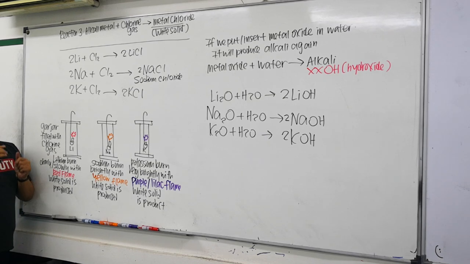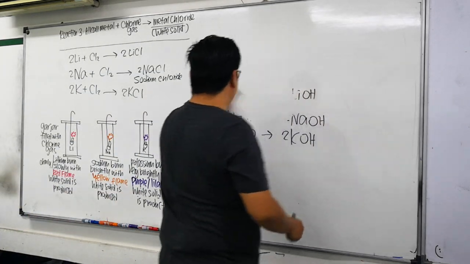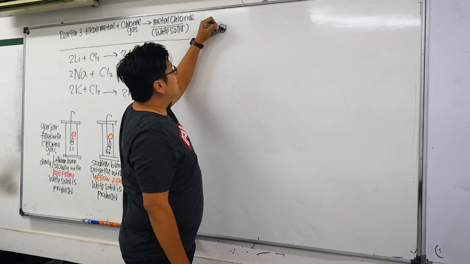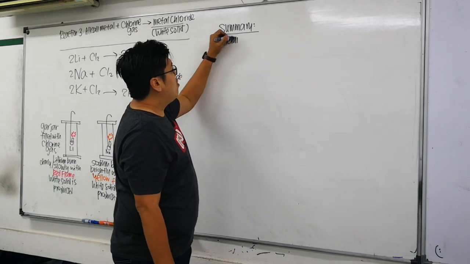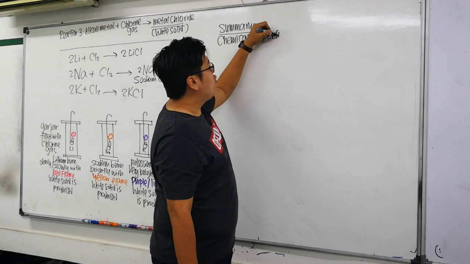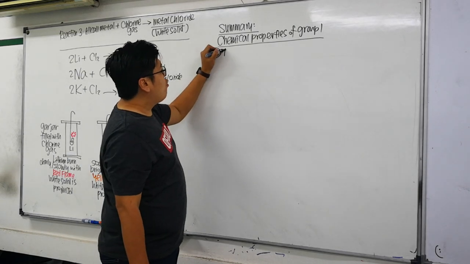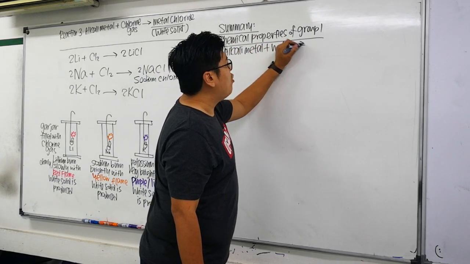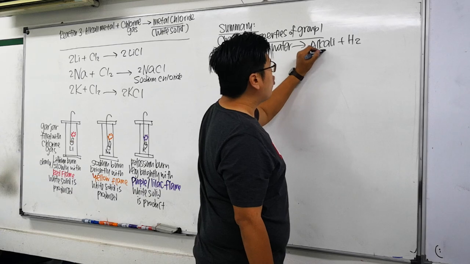Okay? So now, I will do the final summary with you all before we close up with group one. Then we do some exercises later on. So this is my final summary. What are the chemical reactions or chemical properties of group one? Group one is the alkali metals. Number one, when an alkali metal is put in the water, it dissolves in the water and makes an alkali and also hydrogen. Which is an alkali? Anything with OH is an alkali.